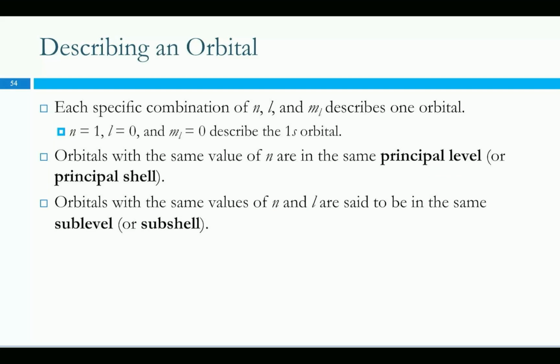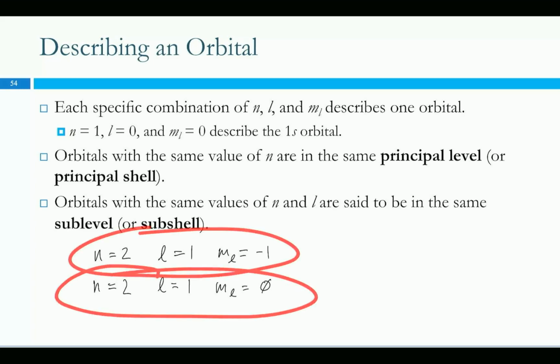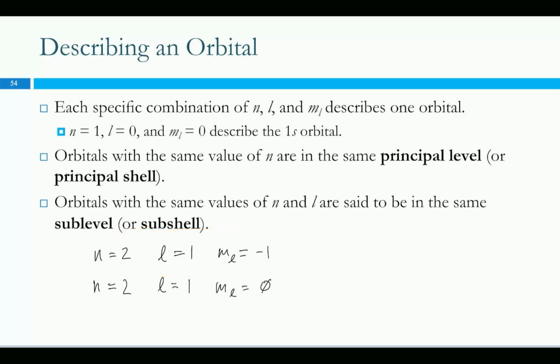So if we did n equals 2, L equals 1, m sub L equals negative 1, each of these sets of numbers describes a different orbital. And then because they're both in n equals 2 and L equals 1, we'd say they're both in the same subshell.